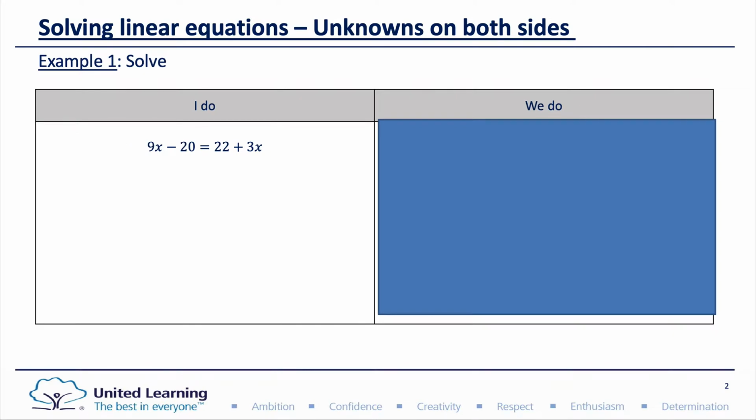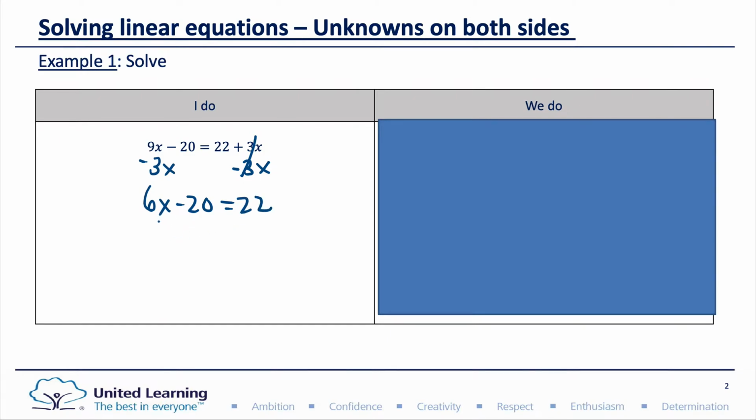So step one, we always want to try and see if we can eliminate one of the terms that has the variable in it. In this case, I'm noticing there's 9x on this side and 3x on this side. So first thing I'm going to do is take away 3x from both sides. I'm left with 6x minus 20 equals 22.